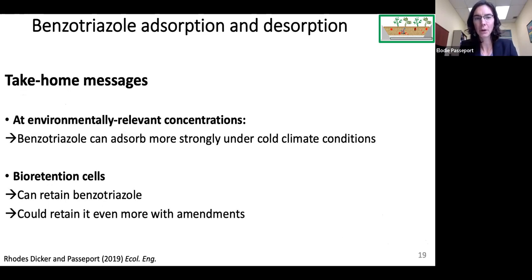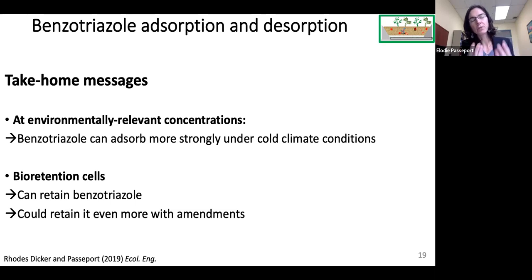Okay, so the take-home message here is that at environmentally relevant concentration, which means lower concentration in urban stormwater, benzotriazole can adsorb more under cold climate conditions, with the presence of salt and low temperature. So yes, there is some potential for bioretention cells to retain benzotriazole.